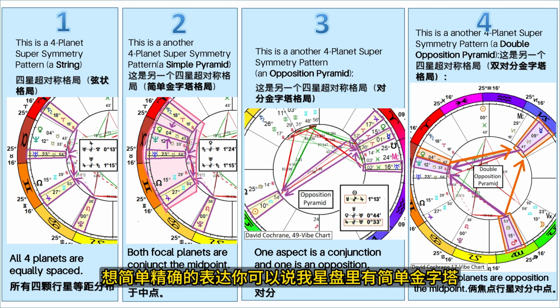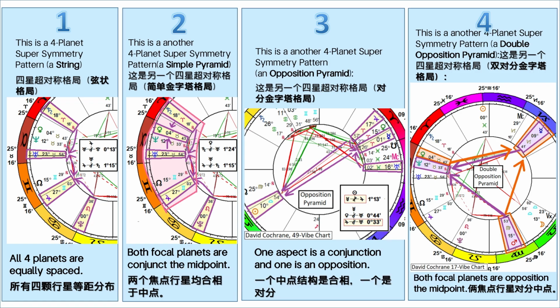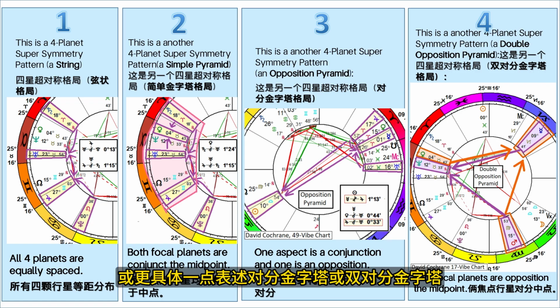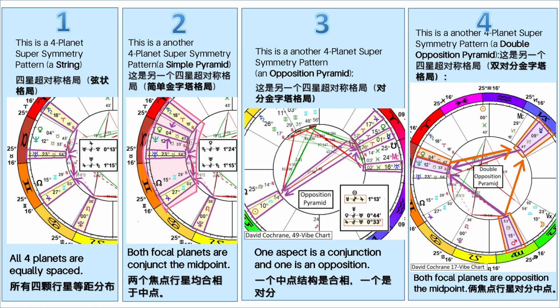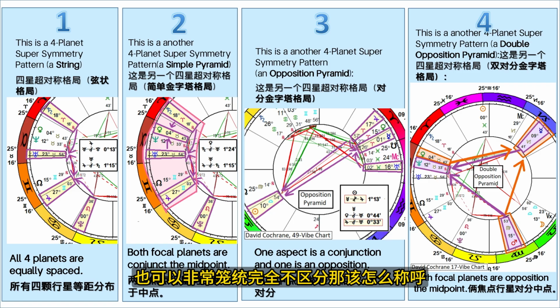So if you want to be very specific, you can say I have a simple pyramid in my chart, or I have an opposition pyramid, or you can say I have a double opposition pyramid. You can be more specific if you want to. Or you can be very generic and not be specific at all. And what can you call it? You can just call it a 4-planet supersymmetry pattern.